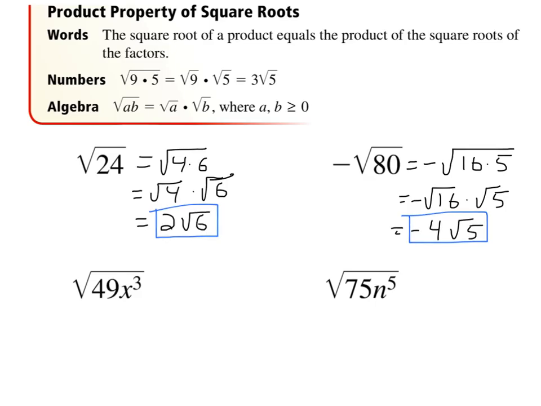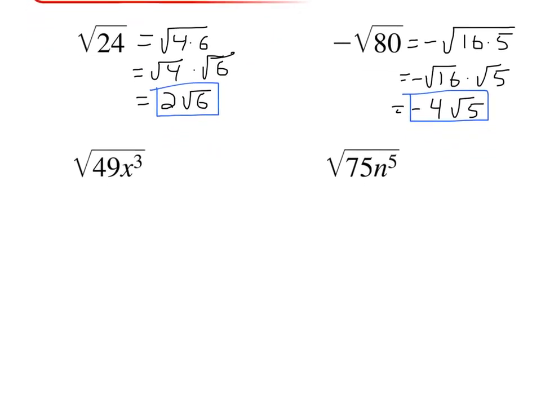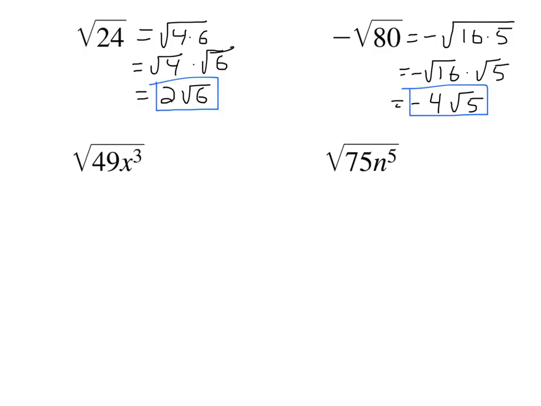Okay, so now let's take a look at a couple of examples that involve variables. Definitely a little bit trickier here. First of all, what I might want to do is split this up and look at it as two separate problems. Look at it just as the square root of 49 and then the square root of x cubed. Now the square root of 49 works out perfectly. That's just a nice 7, so we're good there.